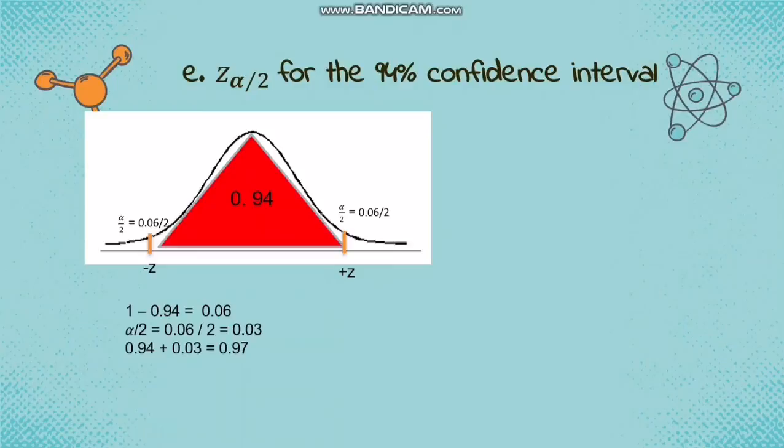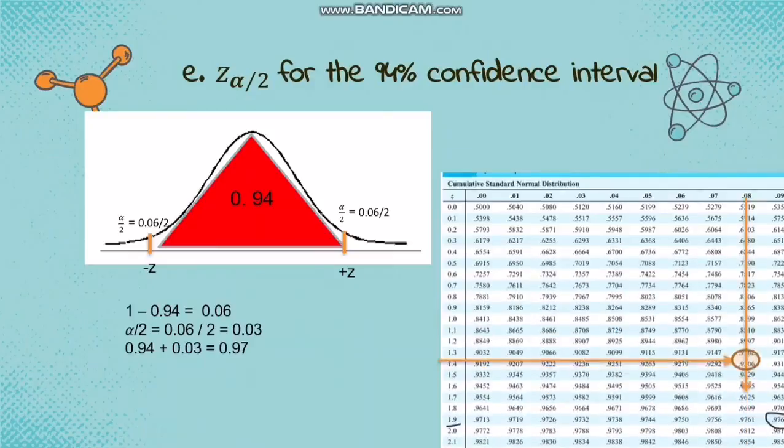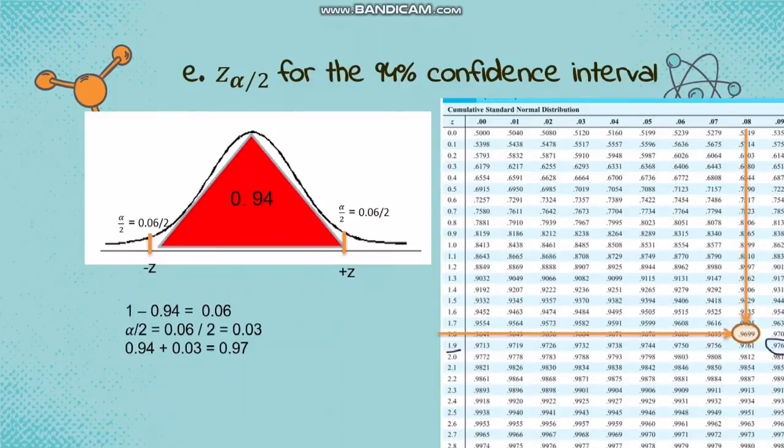0.97. So we want to identify the z-score given an area of 0.97. So we look for the value of 0.97 in the table, and here it is. So the value of our z sub alpha over 2 is equal to 1.88.